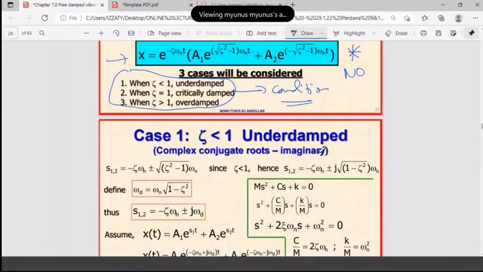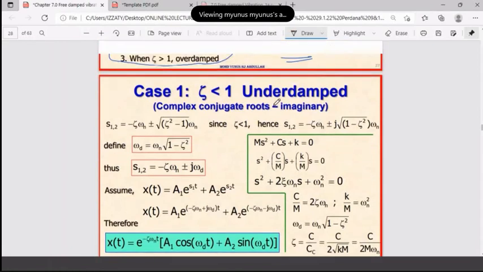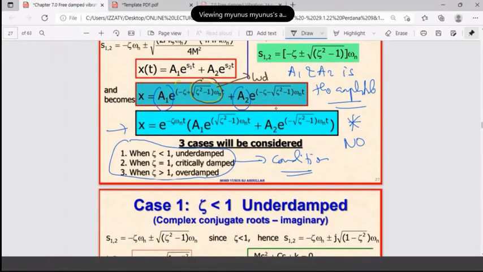Okay, now one condition. Remember the three conditions? We have zeta less than 1, zeta equal to 1, and zeta over 1. We call them under damp, critical damp, and over damp, respectively. Do we need to understand this one? Yes, this one you have to understand, also to know what is the under damp, what is the critical, what is the over damp.